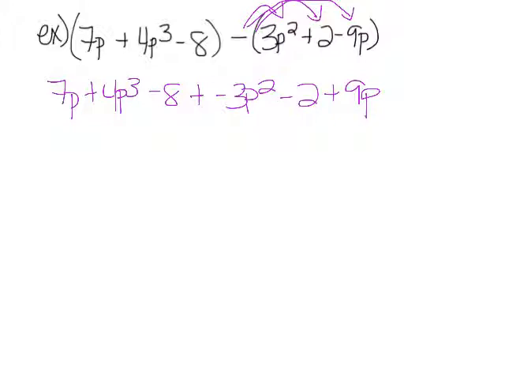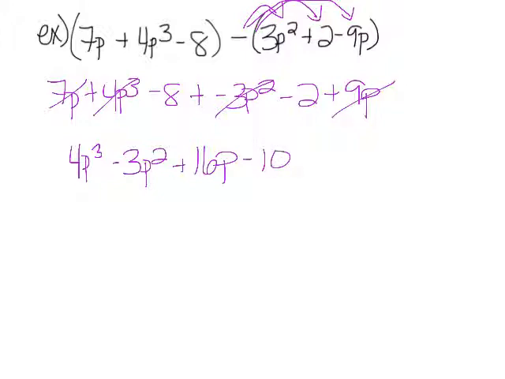And now I can combine my like terms. I don't have anything that can be combined with the 4p cubed, so I'm just going to rewrite that. So I have 4p cubed, and then I have minus 3p squared, and then I have a 7p and a 9p, and when I add those together, I'm going to get a 16p, and then negative 8 plus negative 2 gives me negative 10. So my final answer becomes 4p cubed minus 3p squared plus 16p minus 10.